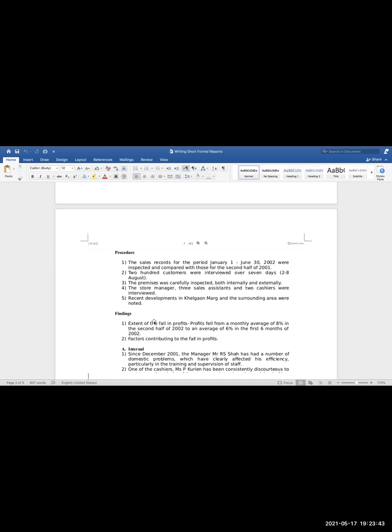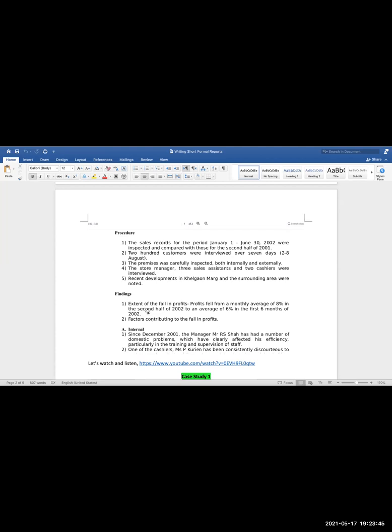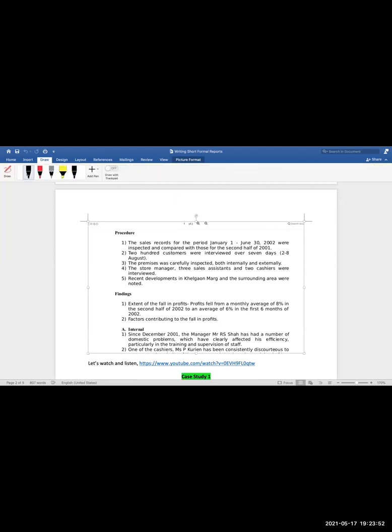Then we go to the findings. Findings, the extent of the fall in profits. Profits fell from, so this part would actually be the main heading. Let me just draw it. And then this would come under it. Profits fell from a monthly average of 8% in the second half of 2002 to an average of 6%. And factors contributing to the fall in profits. And then of course, they list the factors.